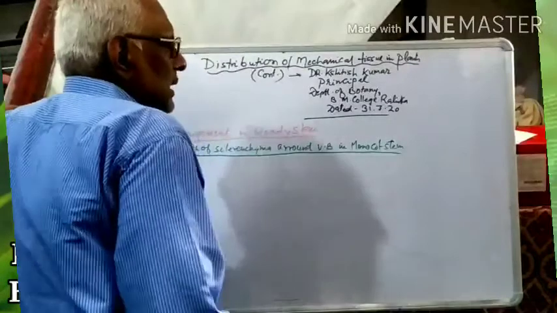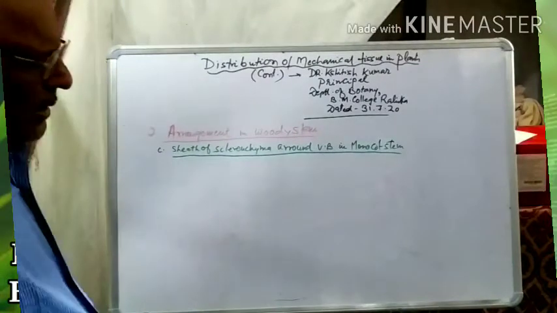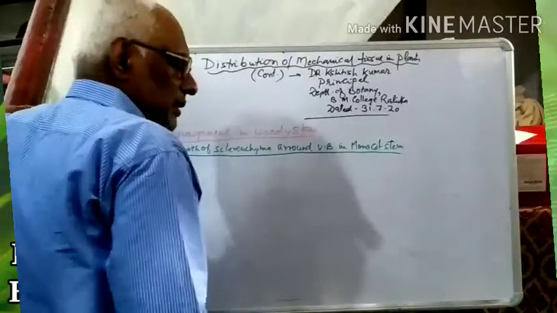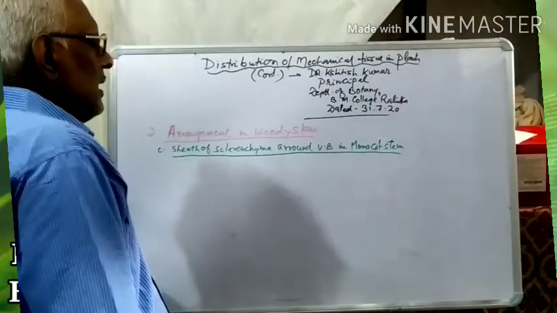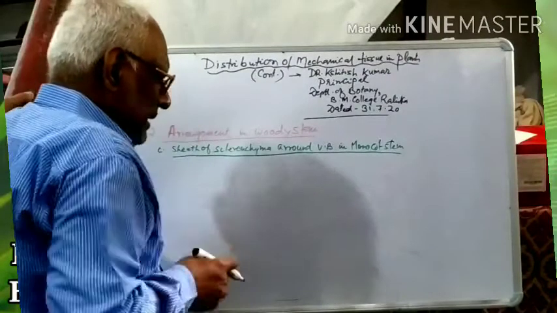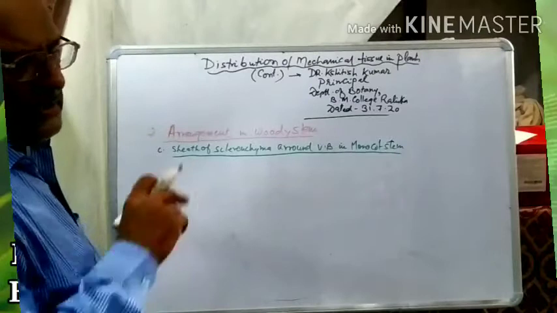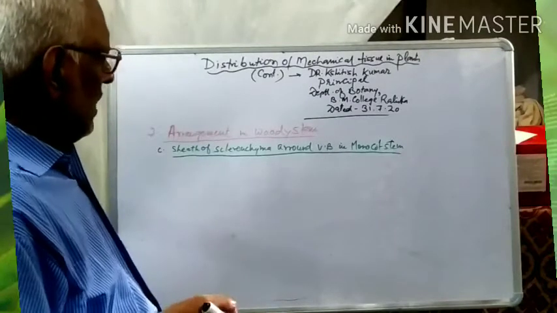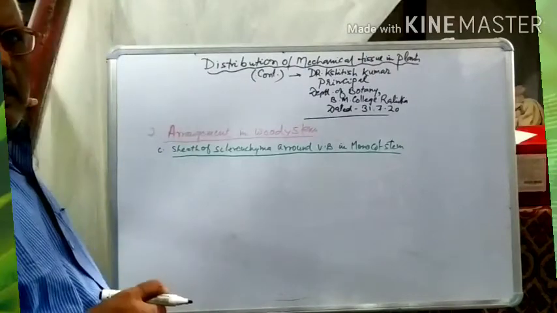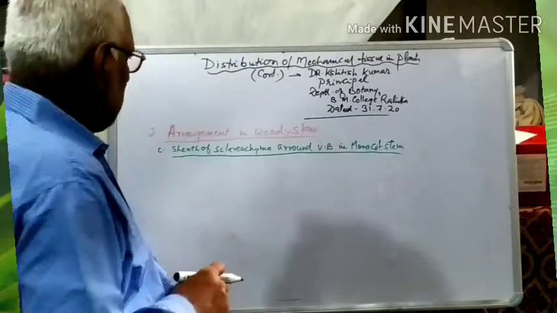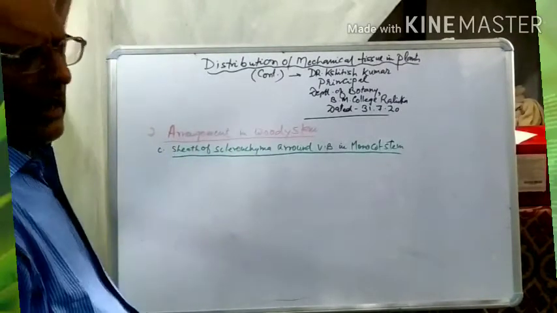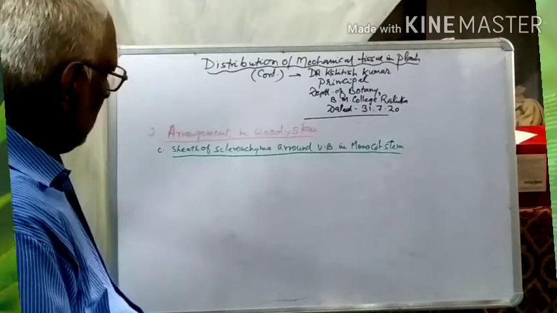As we know, in the monocot stem there is no endodermis, there is no pericycle, and the vascular bundles are scattered inside the ground tissue, and each vascular bundle has a covering around it, and this covering is made up of sclerenchyma, so this is the sclerenchymatous sheath found around the vascular bundles of monocotyledonous plants.